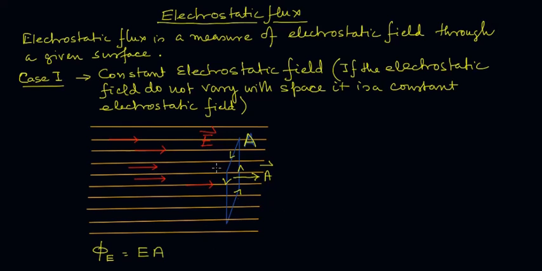So in this case, the electric field as well as the area is parallel to each other, so the angle between them is 0. So you can write this as E vector dot A vector.